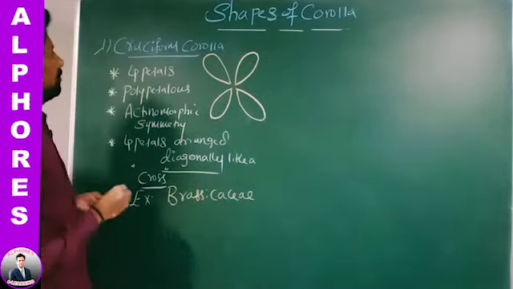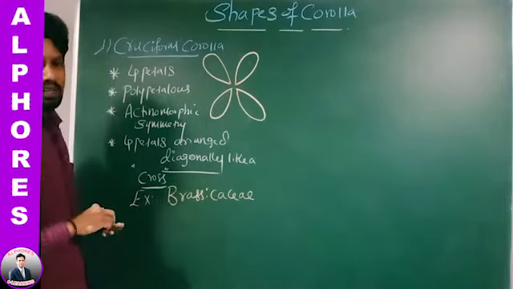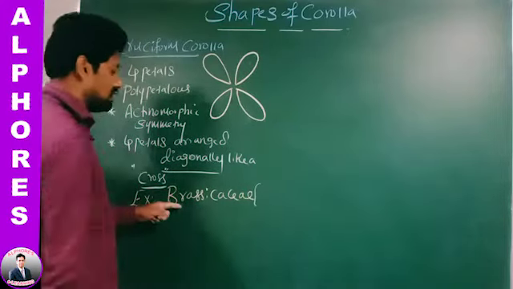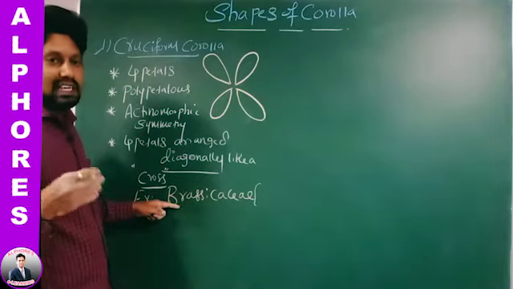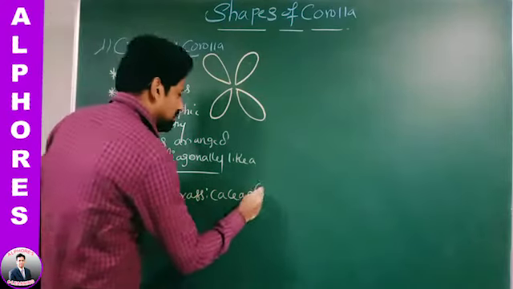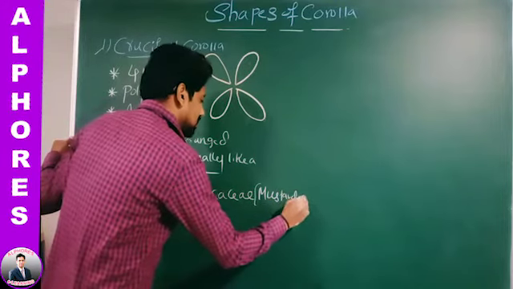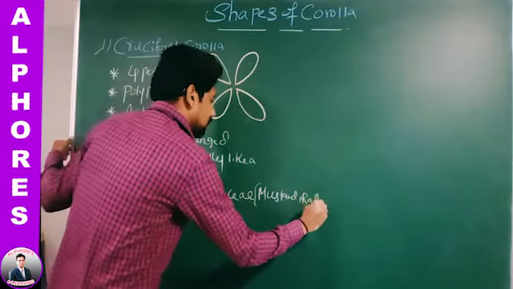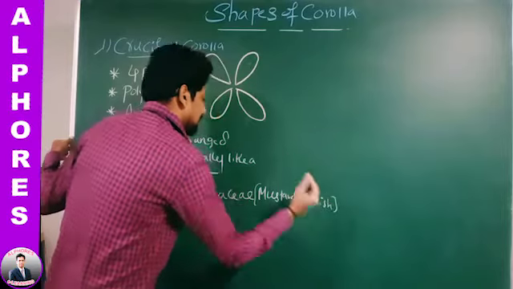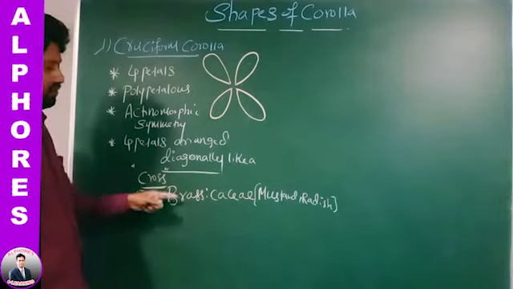Brassicaceae. Here I wrote the family name. It means you can take any plant from this family. I am taking two plants from this family: mustard and radish. Two examples I wrote for this family.